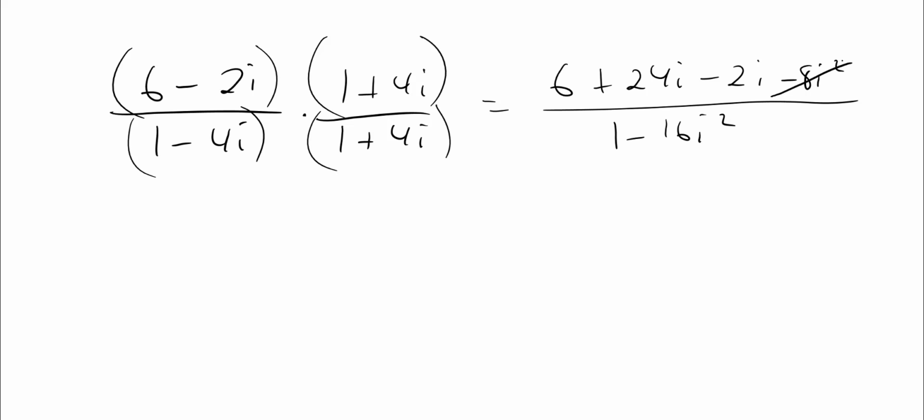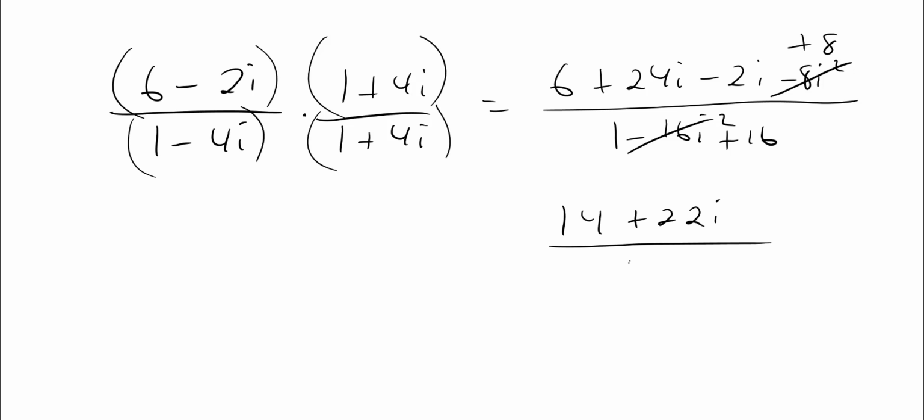Okay? So that becomes a plus 8. That becomes a plus 16. So 6 plus 8 is 14. 24i minus 2i is 22i. It's a lot of i's. It's scary. And 1 plus 16 is 17. And that's your answer.